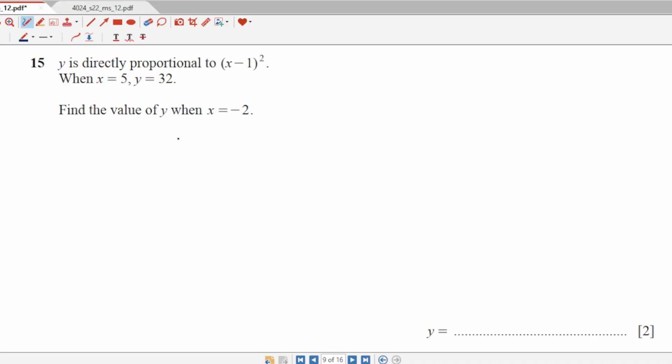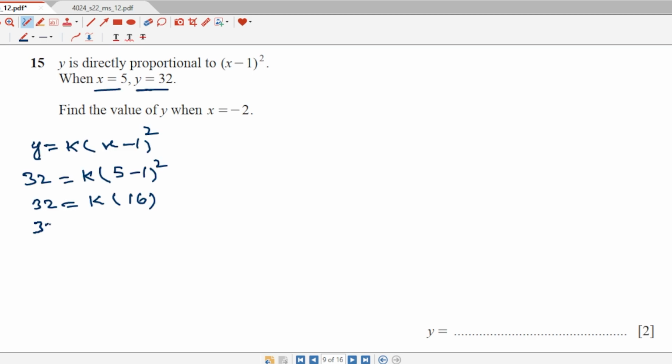Question 15. Y is directly proportional to x minus 1 whole squared. We can make a relation by writing y equals k into x minus 1 the whole squared. When x equals 5, y is 32. We can place 5: 5 minus 1 is 4, 4 squared is 16. 32 divided by 16 is 2. The value of k is 2.